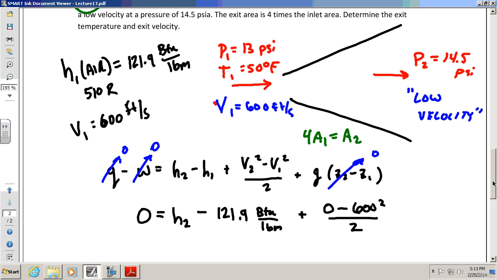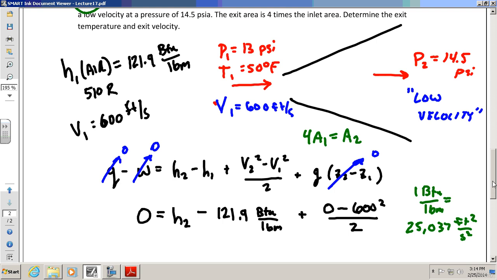Okay, this is where you desperately jump to the back of your book and you go, give me something back of my book. And it delivers for us. Because if you go to the back of your book, it will actually tell you that 1 BTU per pound mass is equal to 25,037 feet squared per second squared. I didn't know that. I mean, it's not something I memorized. But I know I can jump to the back of the book and get that.